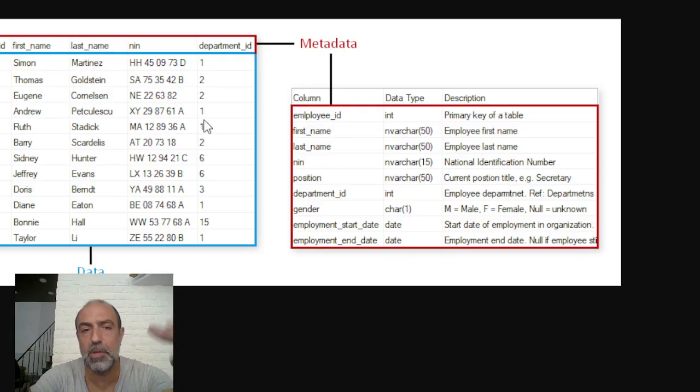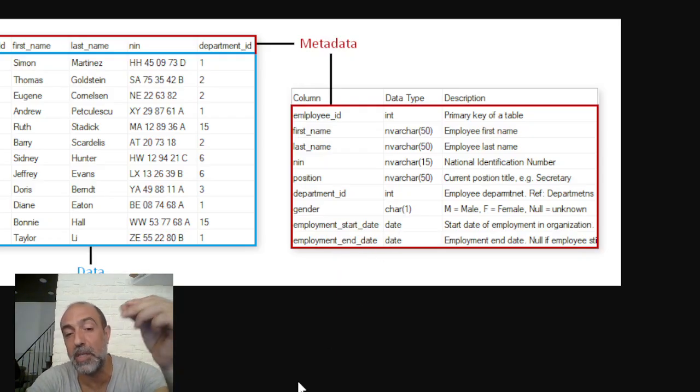So these are the rules of the table and what goes into the table and how it goes. And see, there's employment start date. Employment start date is a data type of date. So I cannot put a name there. I have to put a date. And that's basically the metadata of the table.